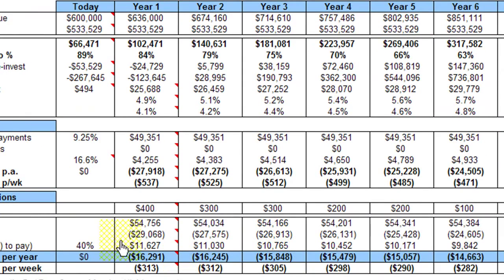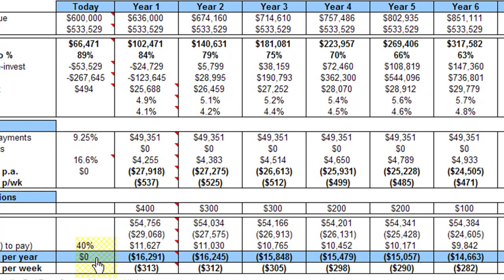We can see here that even once we apply depreciation, which of course is minimal, and create total deductions, although we've got a trading loss, if you like, of $29,000, our tax refund is limited to $11,000, giving us a situation where after tax we're losing $16,291 a year, or $313 a week. So that might sound a bit overwhelming, but I'm trying to simplify the picture here.